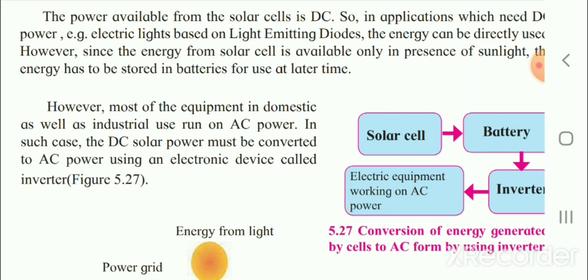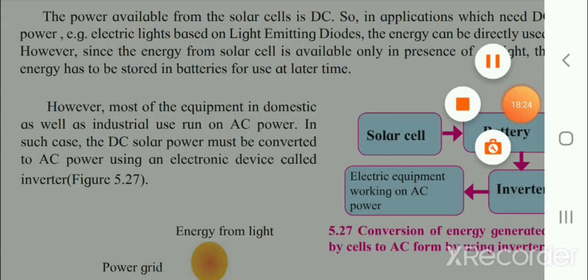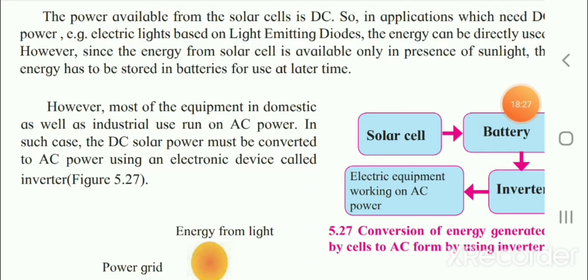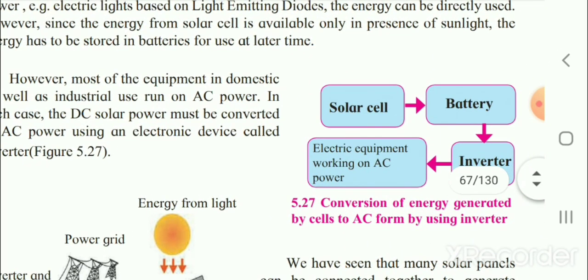Now, however, most of the equipment in domestic as well as industrial use runs on AC power. So in such cases, the DC solar power must be converted to AC power using an electric device. So we can see, children, how this is useful to us and how the conversion of electricity is taking place here. You can see here how the energy generated by the cell is converted to AC form by using the inverter.